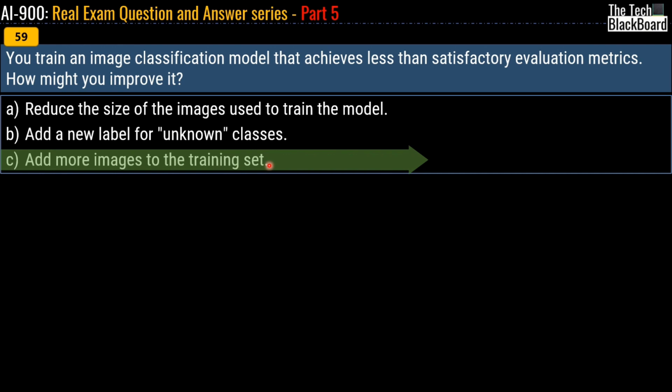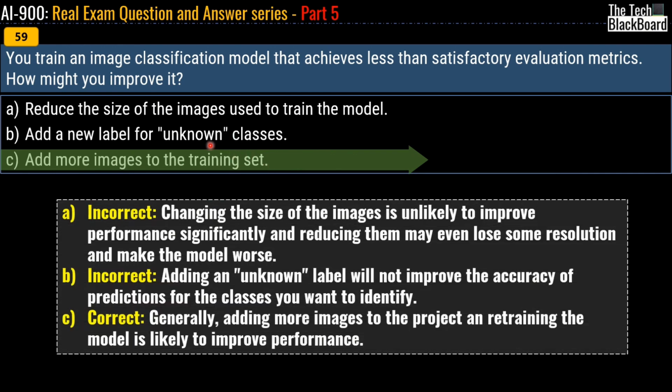Just to give you a little more detail, here is the reasoning for all of the options given here. Option A, which is an incorrect option, the reason is that changing the size of images is unlikely to improve performance significantly and reducing them may even lose some resolution and make the model worse. That's why option A is an incorrect option.